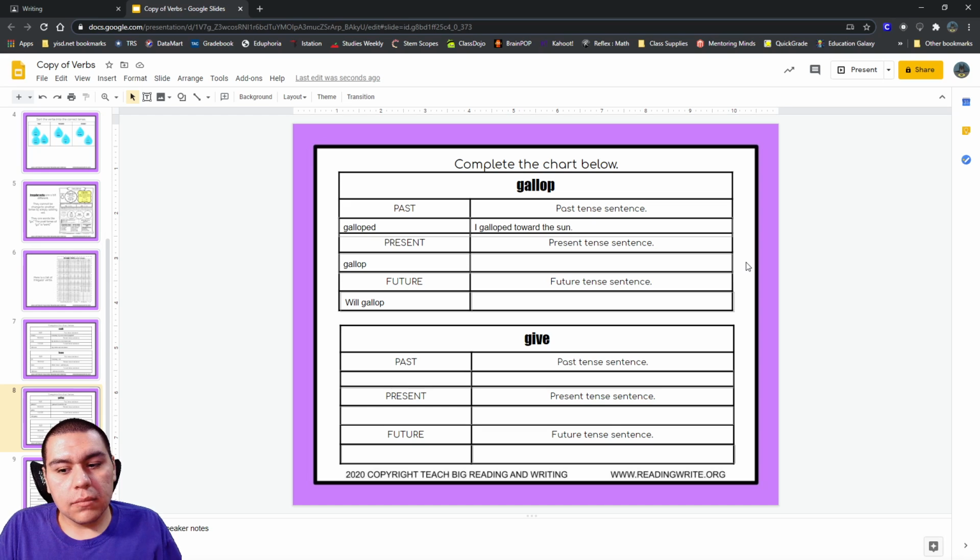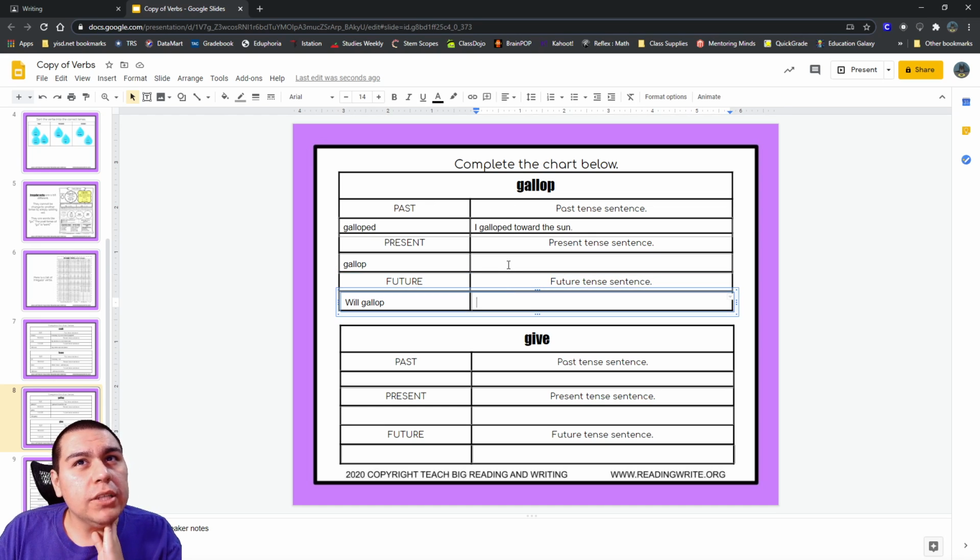Wait, just a second. What sentence do you want to share? The present or the future tense? The present. Okay. The horse galloped when I was on it. Can you say it a little bit louder, baby? Or a little bit closer to your computer would also work. The horse galloped when I was on it. Okay. That would be a past tense. But I need a present or a future tense. What do you have for one of those?